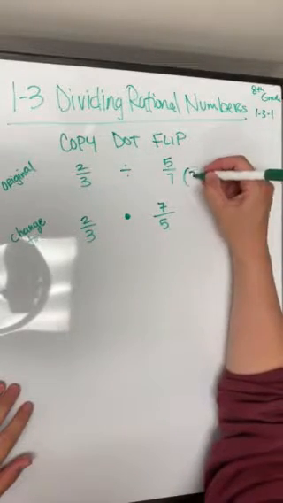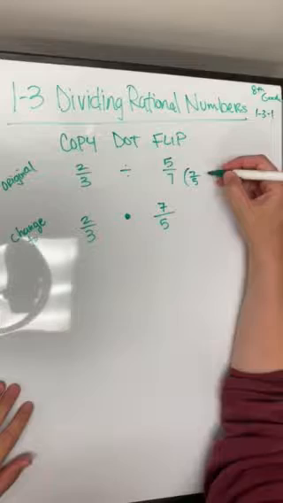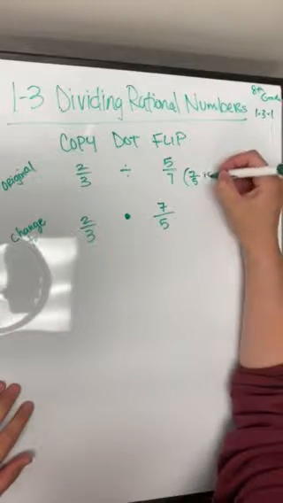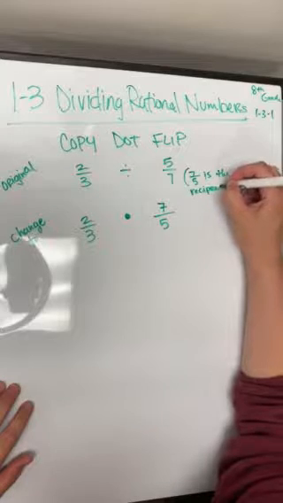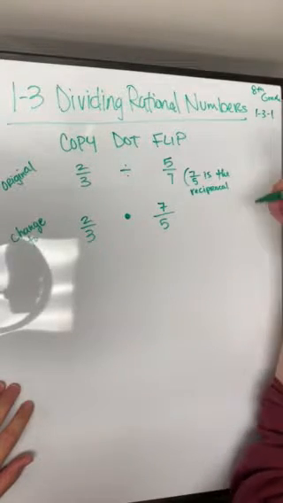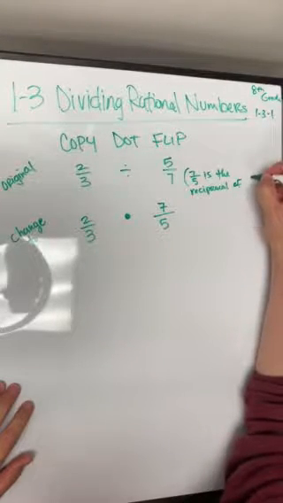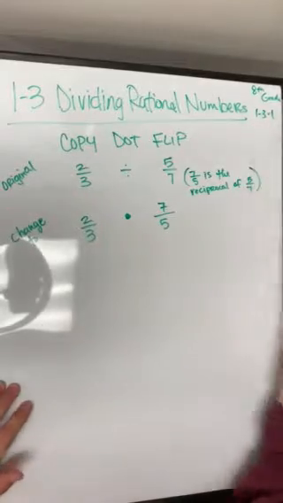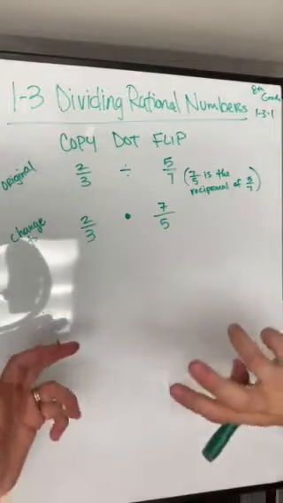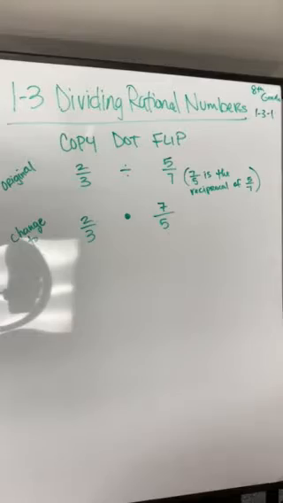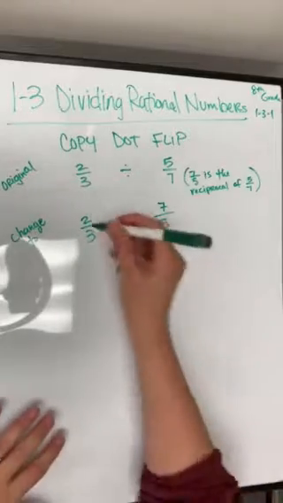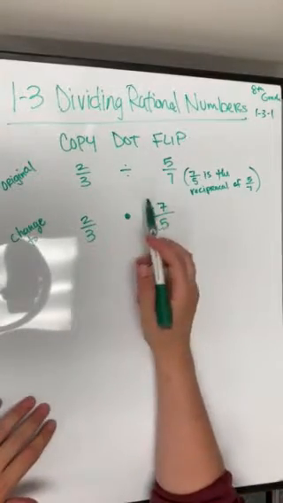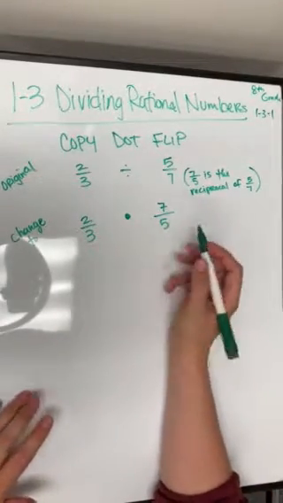And so 7/5 is the reciprocal of 5/7. It's basically just where you turn it around. You just flip it. So now that we have done our copy dot flip, we can just go ahead and cross cancel if we see anything that will cancel out.